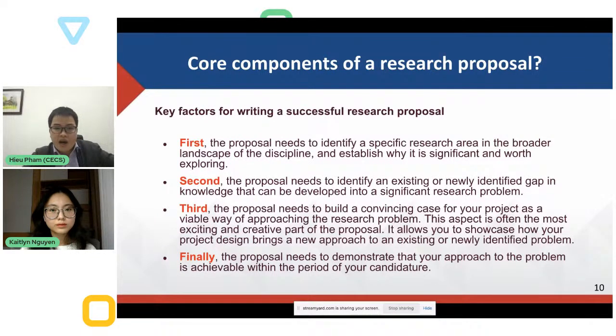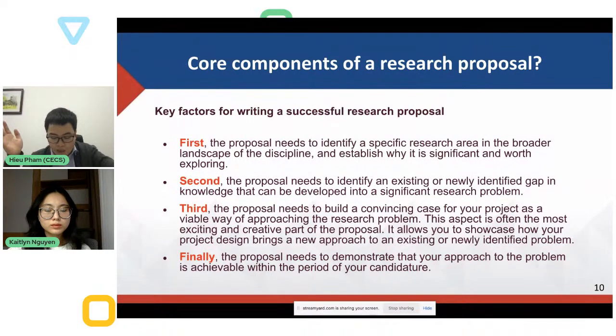Second, you need to identify what has been done and what exists, and identify a gap in knowledge that can be developed into a significant research problem. This is really important because if you cannot identify the limitations of the field, you cannot create new knowledge. This thing is important, right? If you cannot create new knowledge, then the research is nothing, because we do not repeat something that has been done or something with no meaning, right?